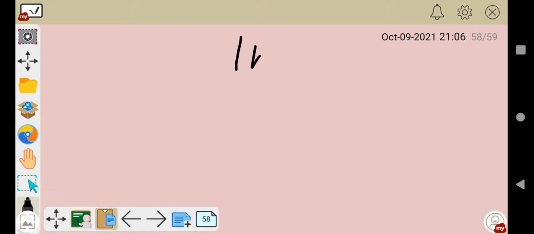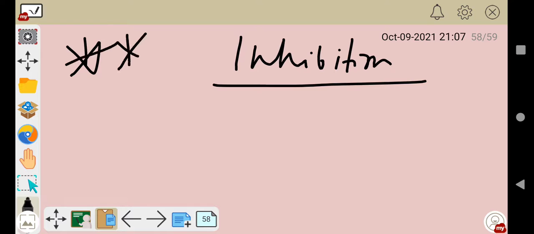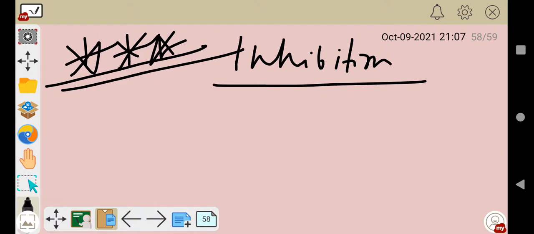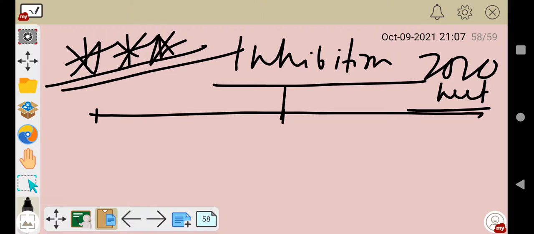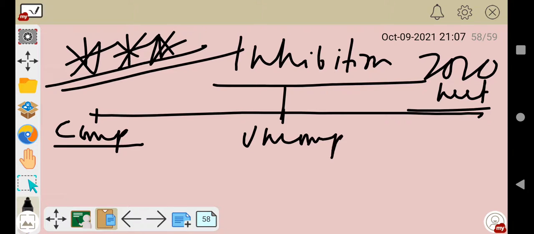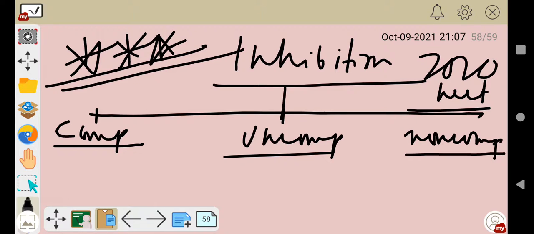Now inhibition. This is very, very important. More than 5 times repeated. Also asked in 2020 NEET. Okay. So competitive inhibition, uncompetitive inhibition. Guys, follow the word non-competitive inhibition. Right? So just learn in a short way. Calm down because this is confusing.